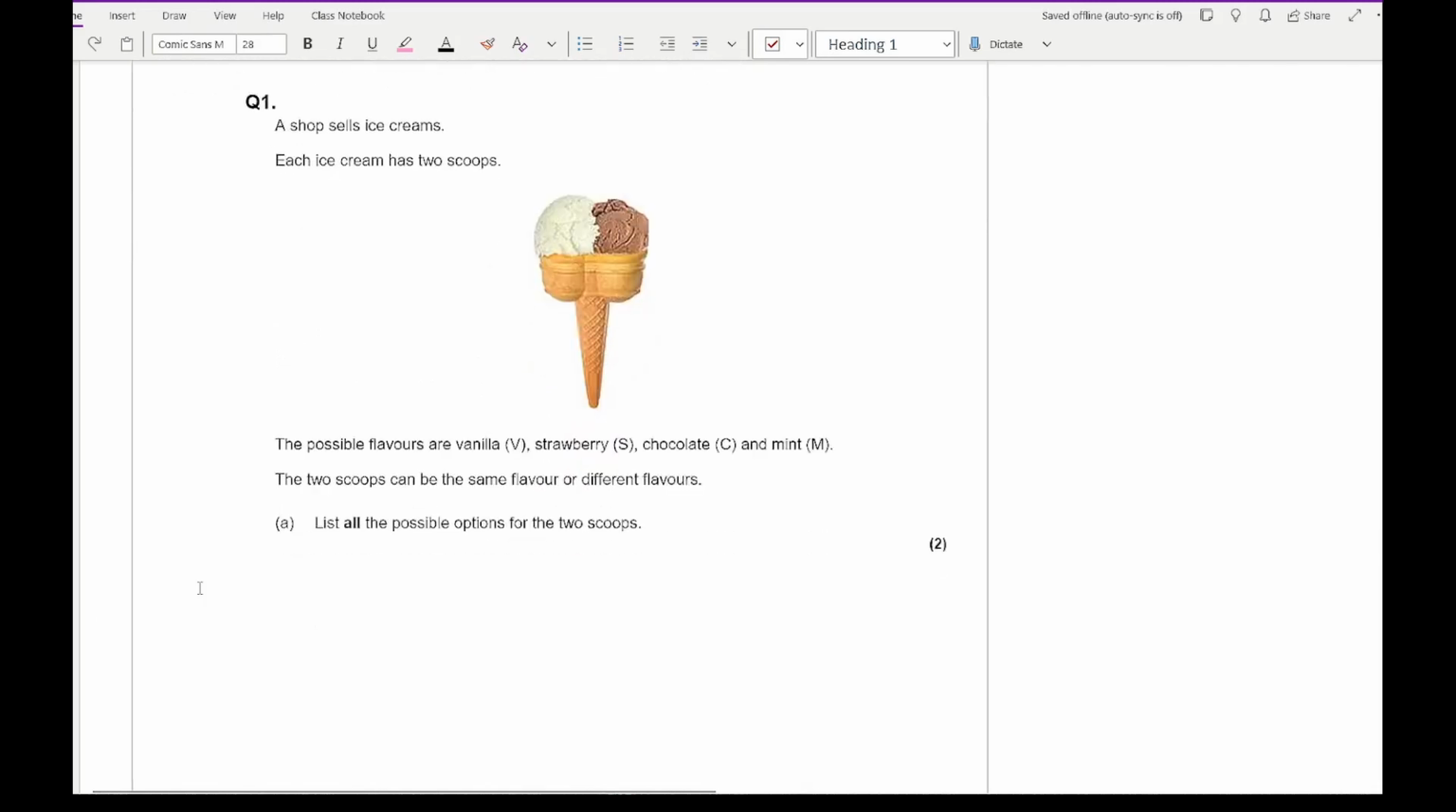So question 1 says that a shop sells ice creams. Each ice cream has 2 scoops. The possible flavors are vanilla, strawberry, chocolate and mint. The 2 scoops can be the same flavor or different flavors.